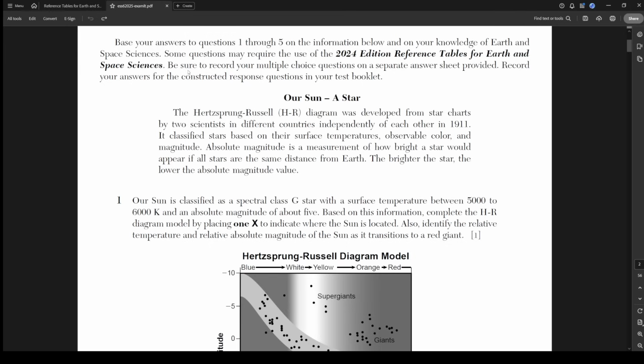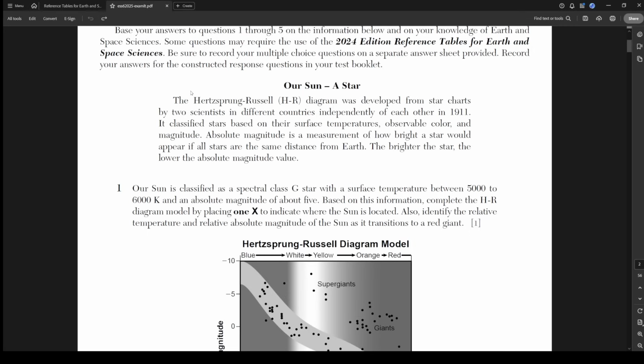All right, it says, be sure to record your multiple choice questions on a separate answer sheet. We don't need to do that here. And record the constructed response questions in your test booklet. Okay, so our sun, a star. The Hertzsprung-Russell diagram was developed from star charts by 2 scientists in different countries independently of each other in 1911. It classified stars based on their surface temperatures, observable color, and magnitude.